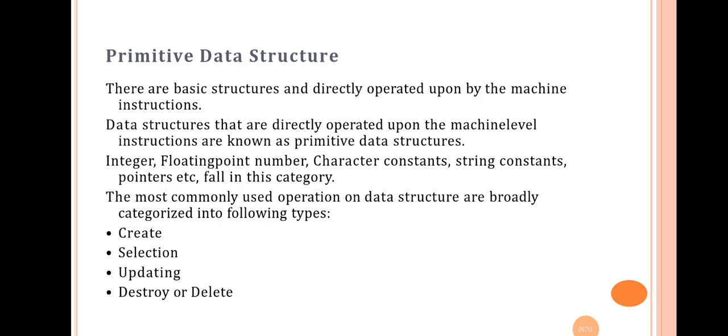So first, primitive data structure. These are basic data structures directly operated upon by the machine instructions. Data structures that are directly operated upon by machine level instructions are known as primitive data structures, such as integer, floating point number, character constant, string constant, pointer, etc. The most commonly used operations on data structures are categorized into these types: create, selection, updating, destroy or delete.